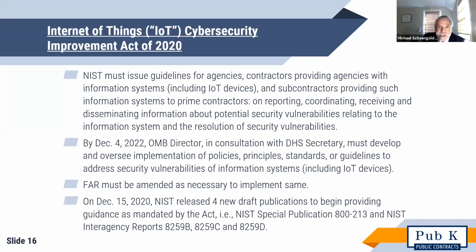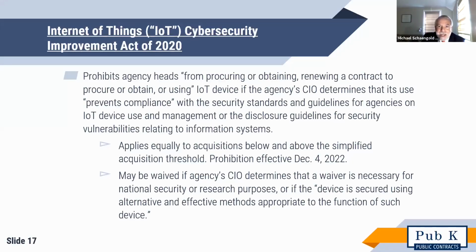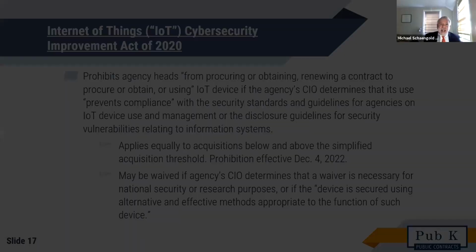Slide 17, please. Finally, the Act prohibits agencies from procuring or obtaining, renewing a contract to procure or obtain, or using an IoT device if the agency's chief information officer determines that the use of such device prevents compliance with security standards on IoT device use. This prohibition becomes effective on December 4th of 2022. Next, we'll move to slide 18.